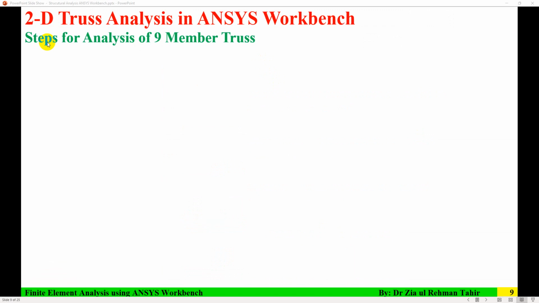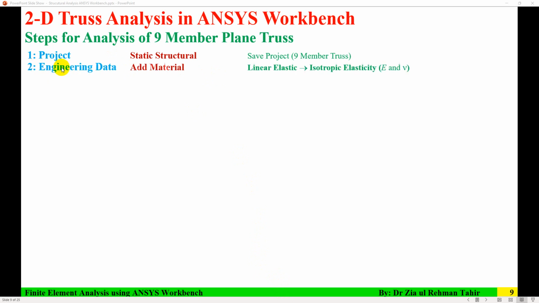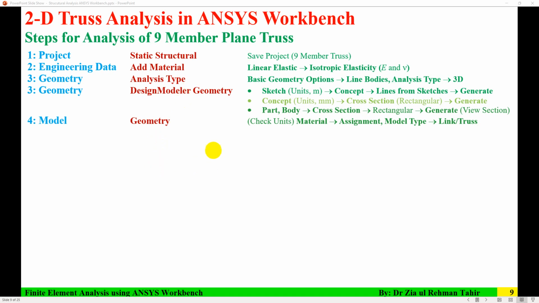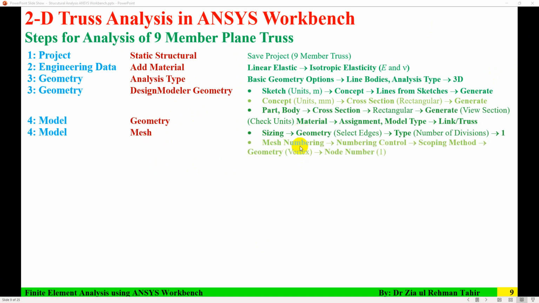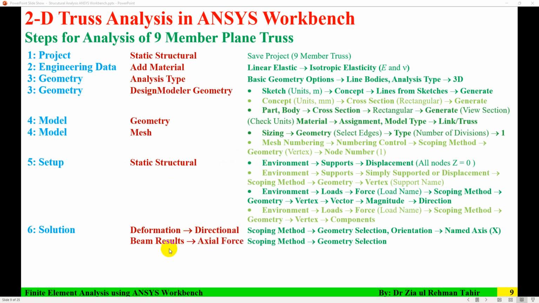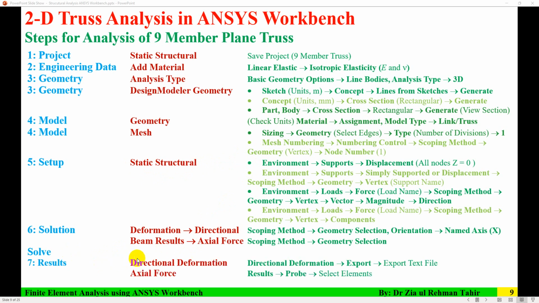So these are the steps for analysis of the 9-member plane truss, or highlights of this video tutorial. Step 1 is to start a project, which must be static structural, then add material. Then in geometry, select geometry options, and then using DesignModeler I am going to draw that geometry. Then in the model, go to geometry, assign material, and then mesh, and here is how to change mesh numbering from default to user defined. Then apply loads and boundary conditions, and finally get the directional deformation and axial forces in the solution, and visualize the results.